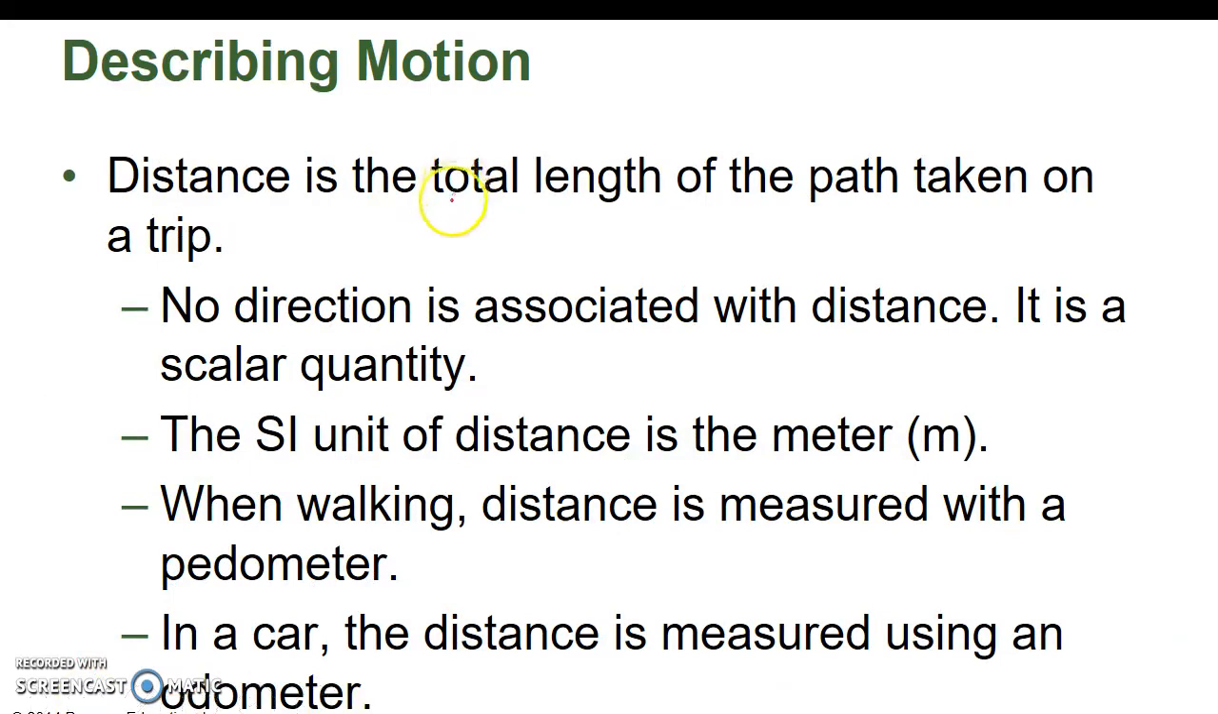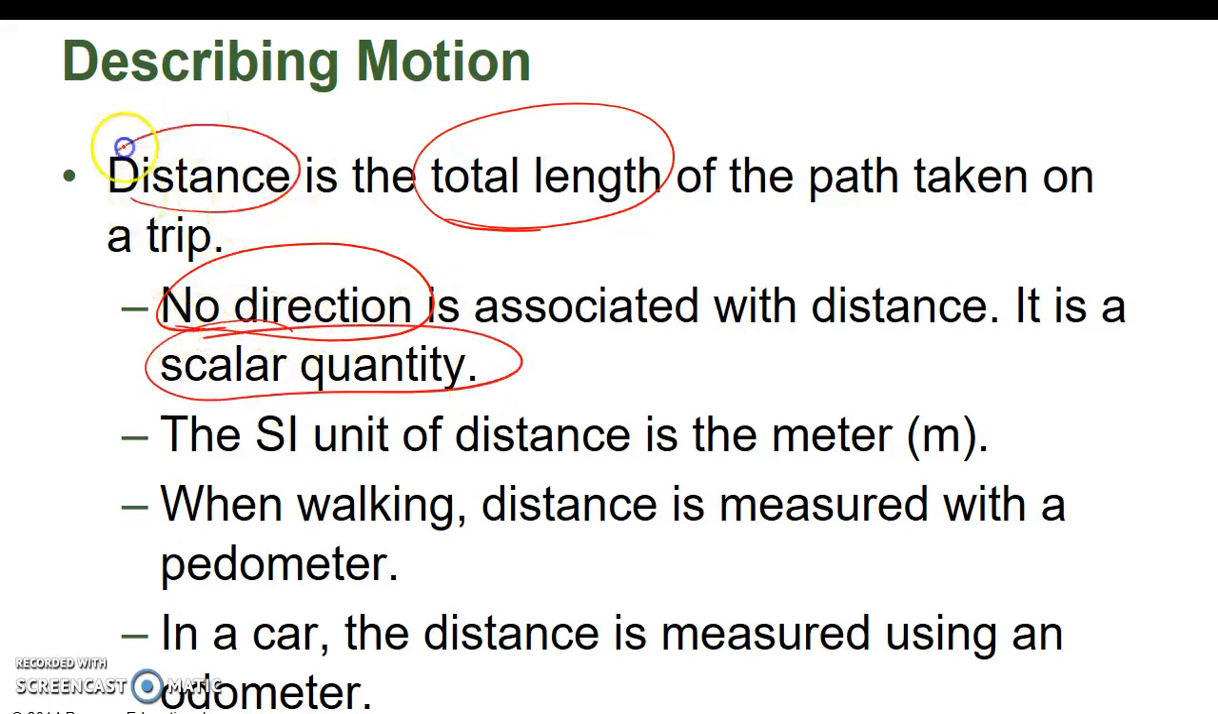Distance is the total length taken, okay? There's no direction, which means it's a scalar. So distance is a scalar. Meters are how we measure distance. When we walk, we use a pedometer, step counter. In a car, we use an odometer. Those are just different ways to measure distance. But again, distance is a scalar.